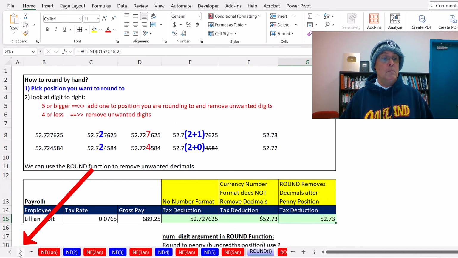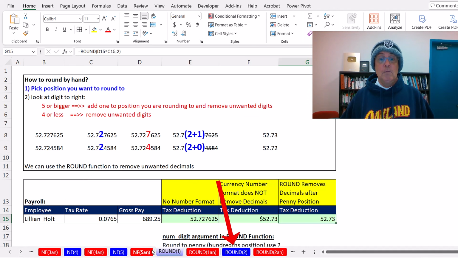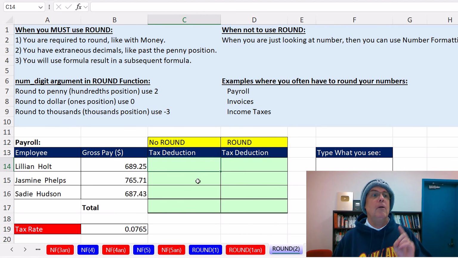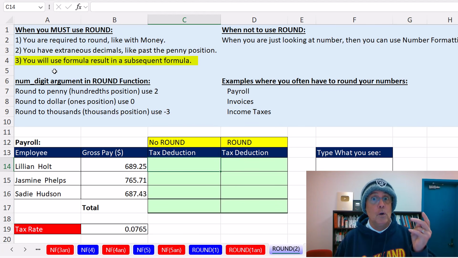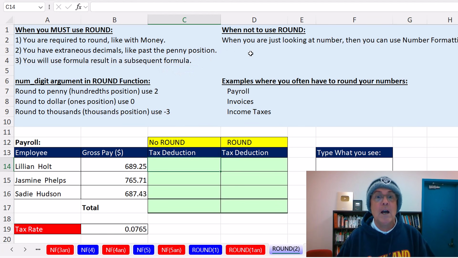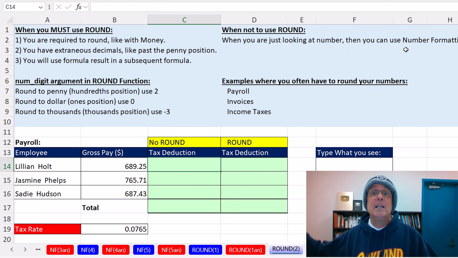All right, let's go over. I'm going to scroll using my scroll arrow. And we want to go to round 2. Now, here's the rule for when you have to round. When you must round, you are required to round in the first place, like with money. Second, you actually have extraneous decimals if it's money past the penny position. And the third thing, and they all have to be true, and then you know you have to use round, you will use the formula result in a subsequent formula. Now, when you don't have to use round, when you're just looking at a number, then you can use number formatting, look at the number, write it down somewhere.